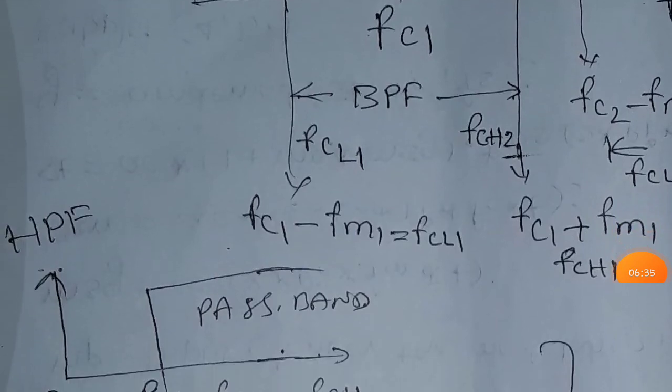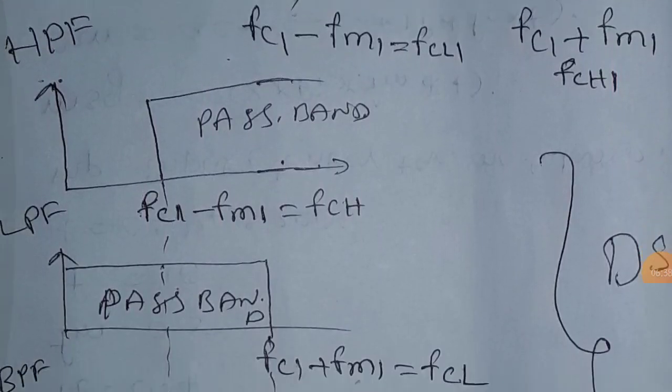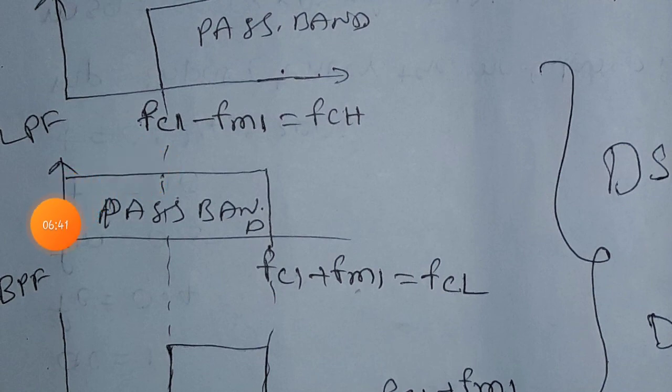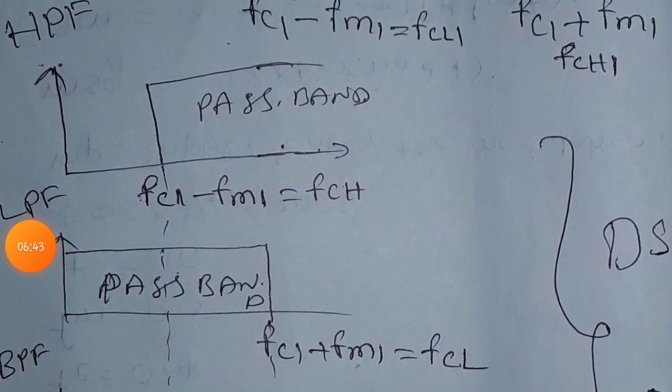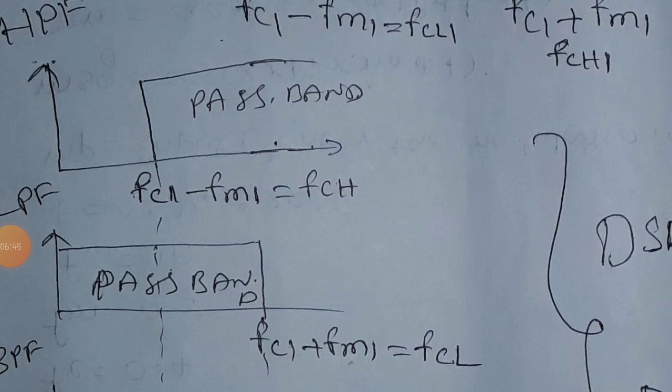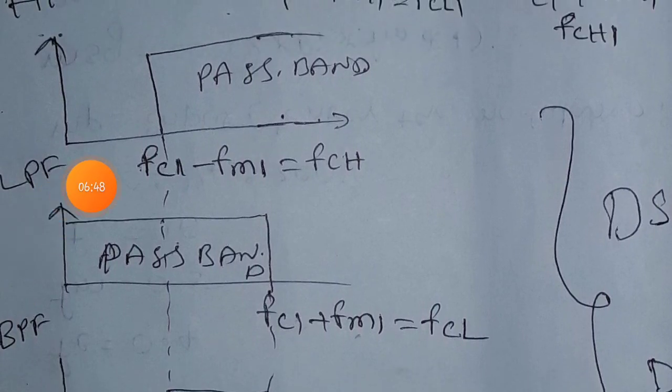Okay. So in this program we are not using a band pass filter. We are using a Butterworth high pass filter and low pass filter. So for the high pass filter, you have to take the lower limit. This is the high pass filter cutoff frequency, so it should be the lower cutoff frequency, FC1 minus FM1. So this is the pass band of the high pass filter.